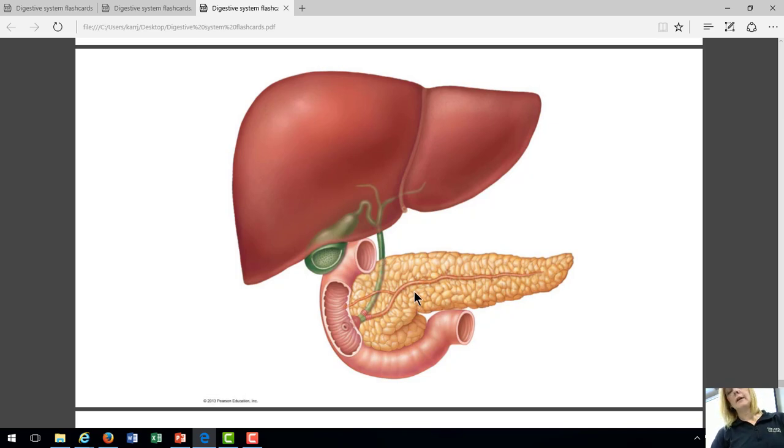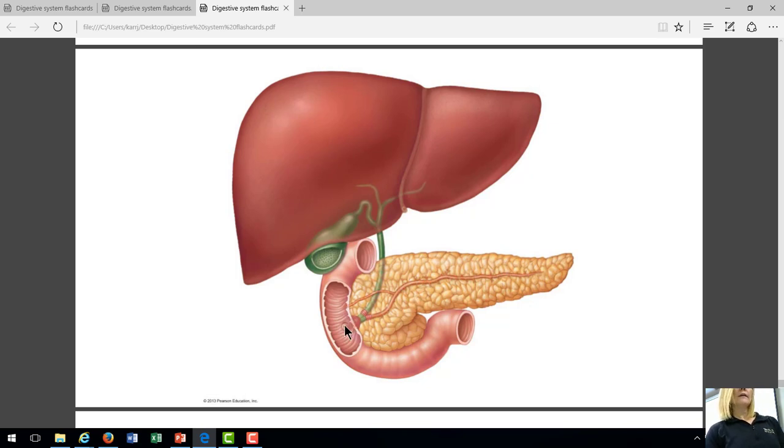Then we have the pancreas. Its job is to make digestive enzymes. We know the pancreas is important for insulin and glucagon, but that's an endocrine function, it's not a digestive function. So what it does for the digestive tract is makes digestive enzymes and releases those to the pancreatic duct, which then comes in and releases that into the duodenum. So this is the pancreatic duct and the pancreas, which produces digestive enzymes. So the pancreas is on the left-hand side.